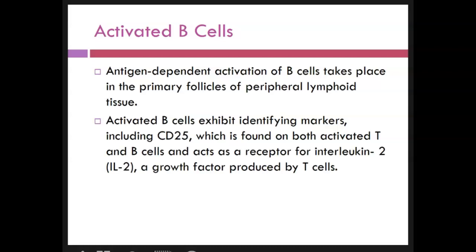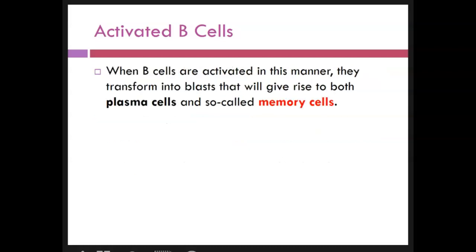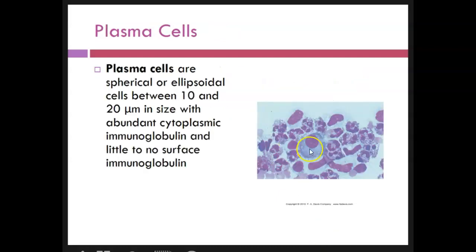We don't really care about this. But we do care that when B cells are activated, they give rise to plasma cells and so-called memory cells. And here is a lovely picture. This is a plasma cell right here. It's huge. It's busy making antibodies.